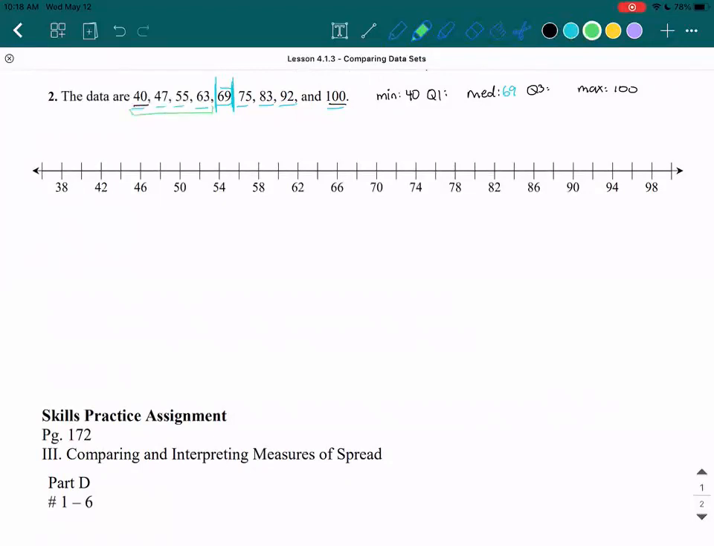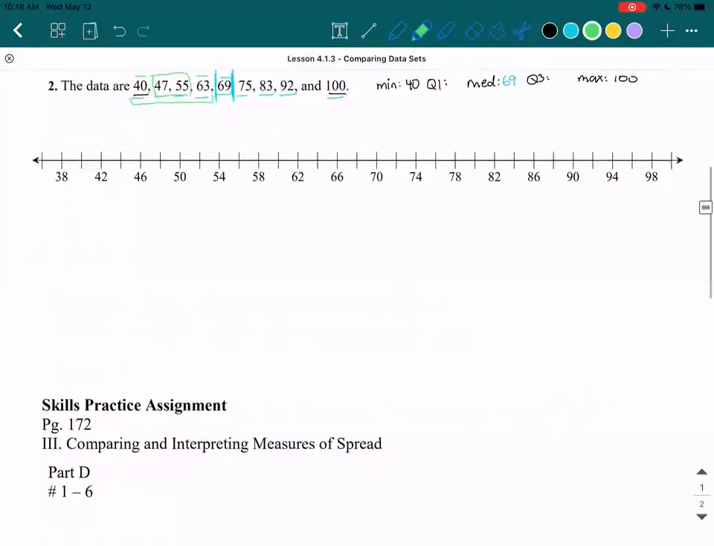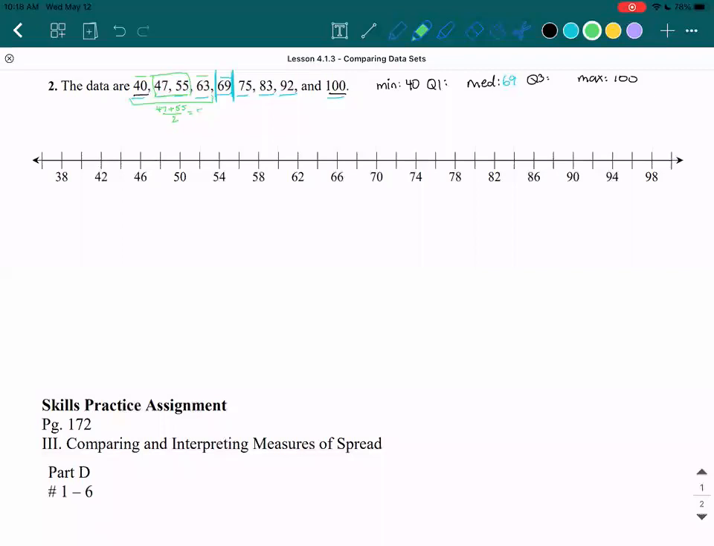We're going to cross off numbers until we get to the middle. I'm going to cross them off the top. All right, there's 2 numbers in the middle. What do we do with these 2 numbers? We're going to add them up and divide by 2. 47 plus 55 divided by 2 gives us 51. So our Q1 is 51.